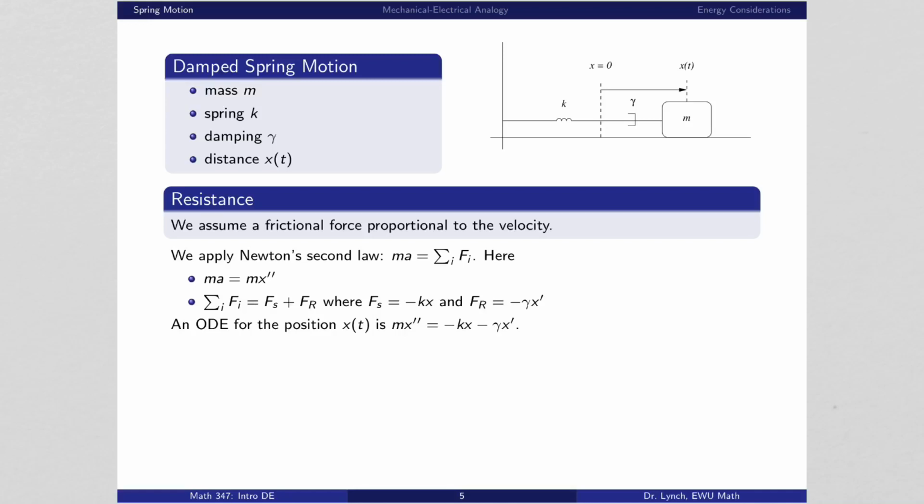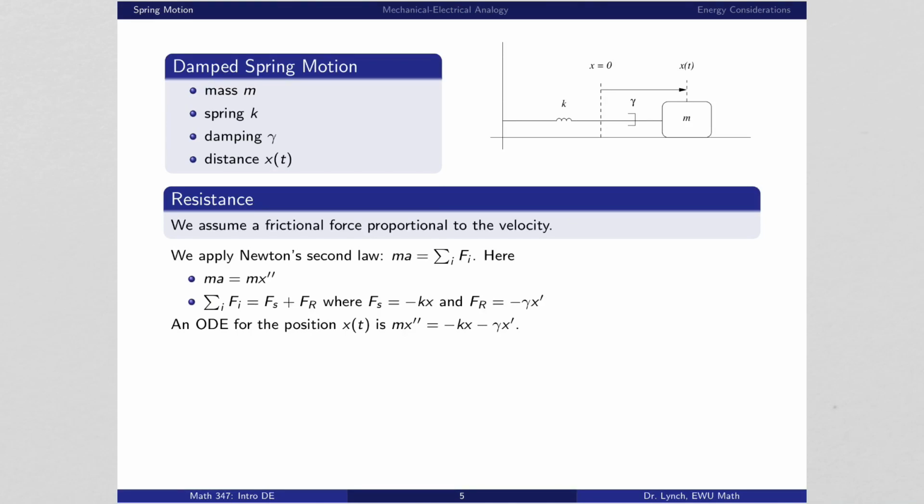And again, just a quick sign check here. If our mass is moving to the right, we expect x prime to be positive, so that the resistive force should be to the left. And similarly, if the mass is moving to the left, its derivative, x prime, or its velocity is negative, so we would expect the resistive force to be to the right, or a positive number.